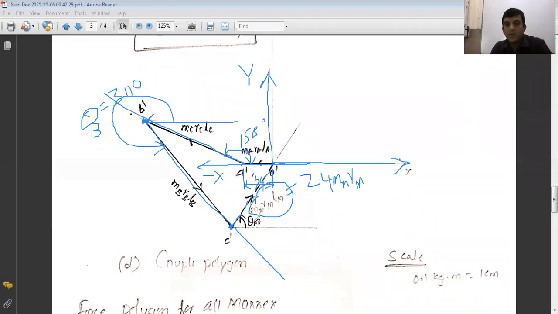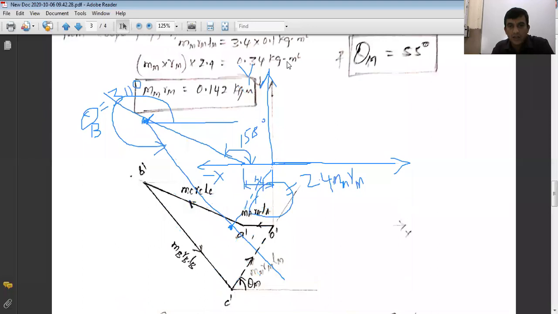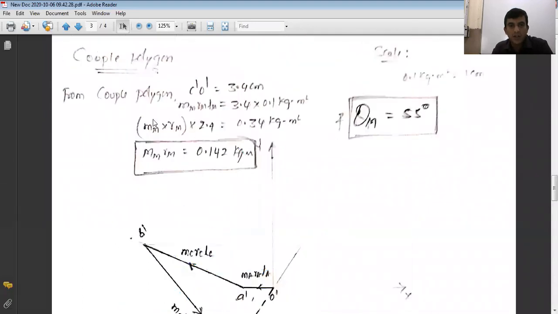Now measure this from the couple polygon. Measure C dash O dash. How much did you get for C dash O dash? You'll get 3.4 centimeter. Now multiply by the scale.